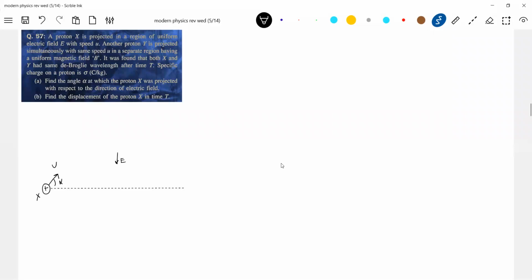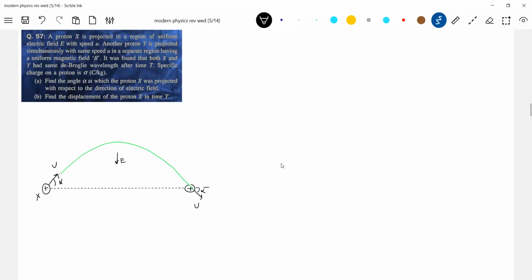And the proton Y is projected simultaneously with the same speed u in a separate region having a uniform magnetic field. It was found that both X and Y have the same de Broglie wavelength after time t. Okay, this definitely should be projectile motion. Somehow that condition has to strike it.